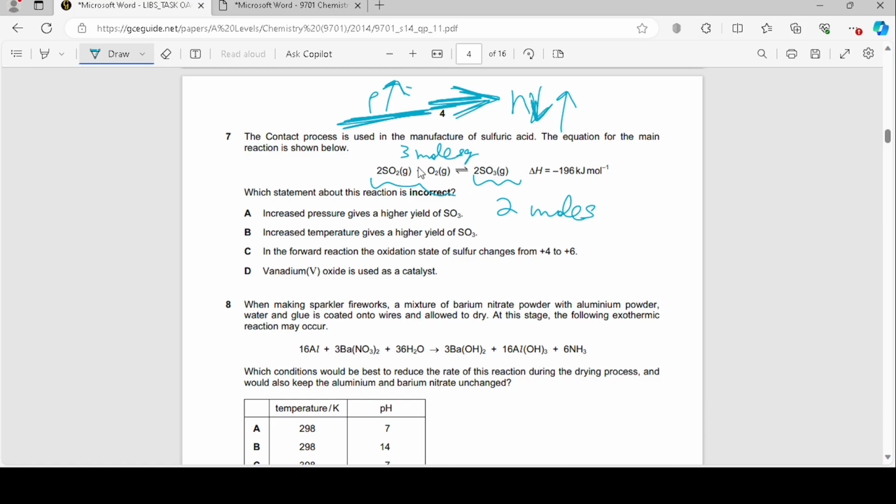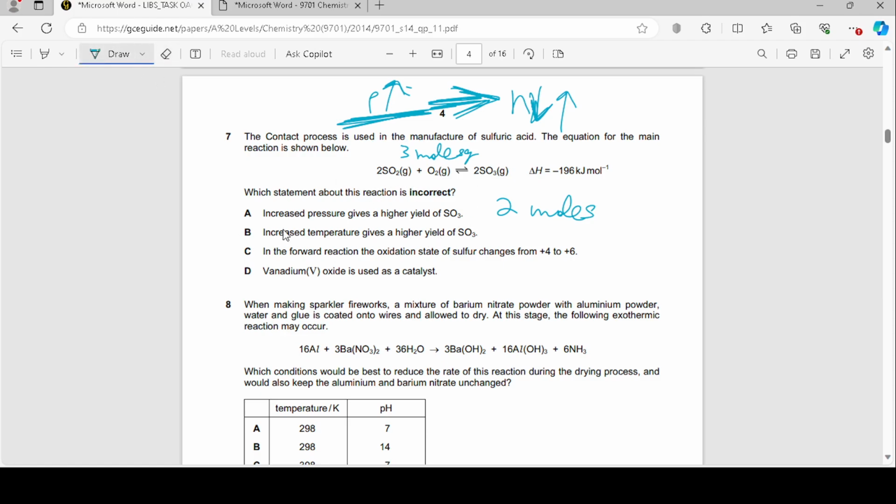And how do you decrease the number of moles? By shifting the equilibrium from the left hand side to the right hand side, so that it goes more from 3 moles to 2 moles. So the 2 moles side is preferred because that's less moles of gas, and therefore your pressure will decrease if you have less number of moles, right?